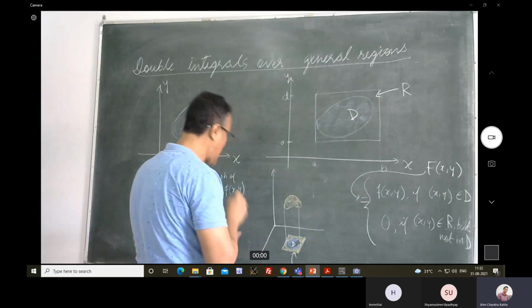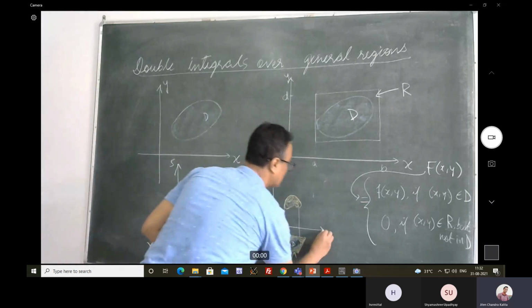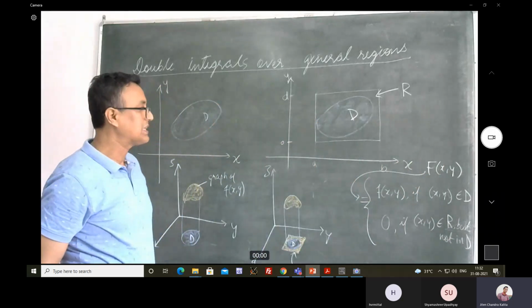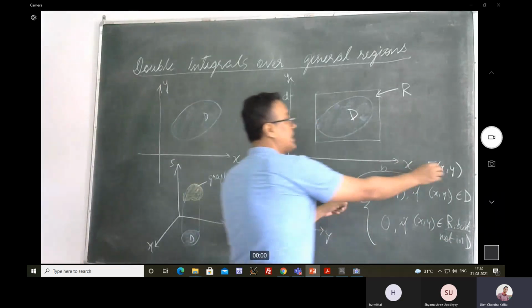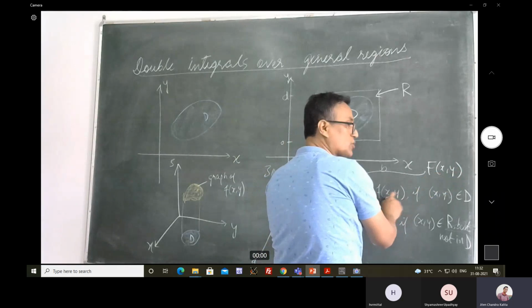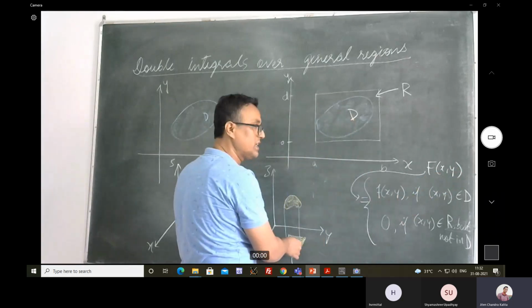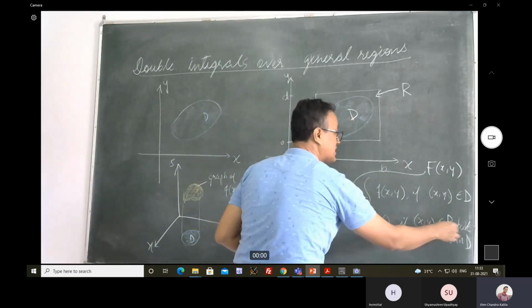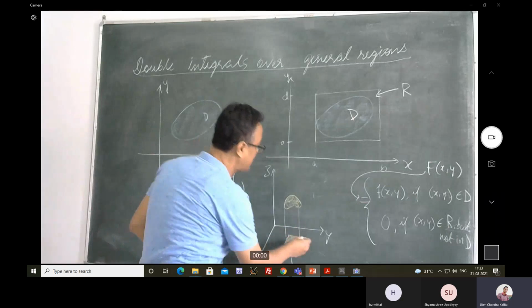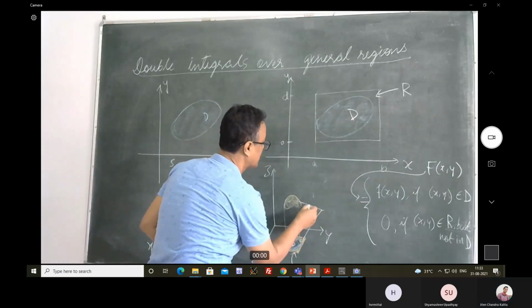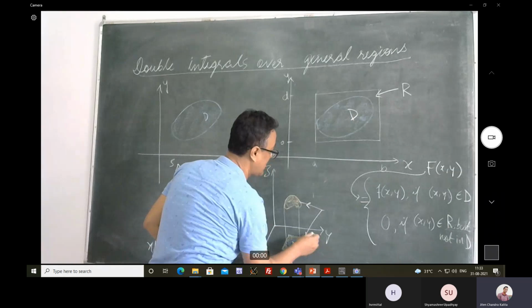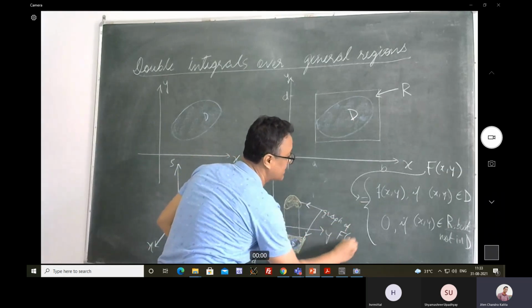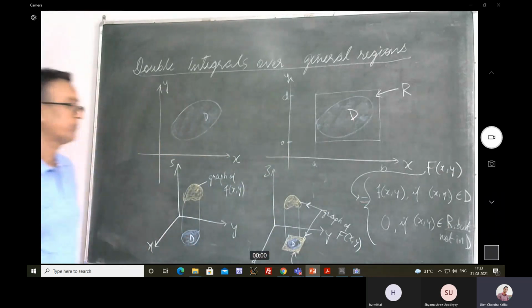Okay, so now, if you look at this definition, it tells you that capital F of xy is exactly equal to small f of xy if it belongs to D. Otherwise, it is equal to 0 if it is inside R but not in D. So that means these portions are the graph of capital F of xy. Isn't it? Is it clear?